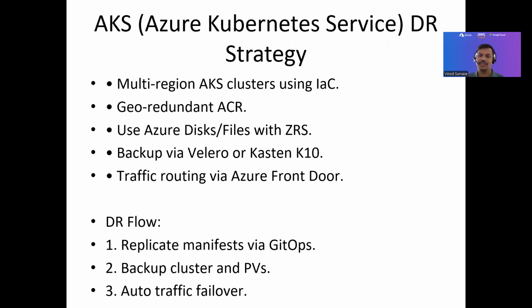The next is the AKS DR strategy, right? So this is going to be a multi-region AKS cluster using infrastructure as code, geo-redundant ACRs, using disks and files with ZRS, backup via Velero or Kasten K10 in Kubernetes, and traffic routing with Azure Front Door, right? So it is pretty straightforward and simple to understand this way when we build and deploy a strategy for AKS, right? And the same thing applies for different cloud platforms as well, right?